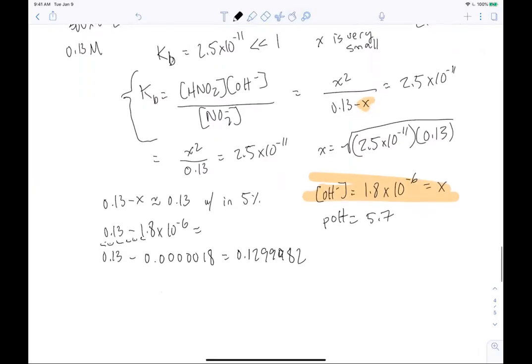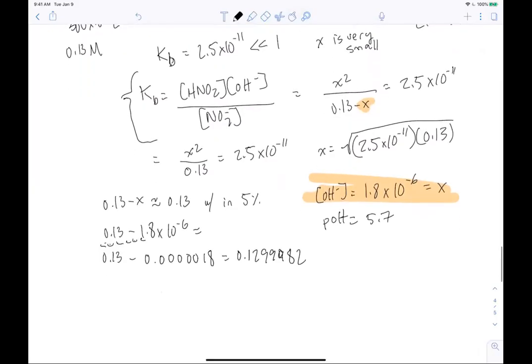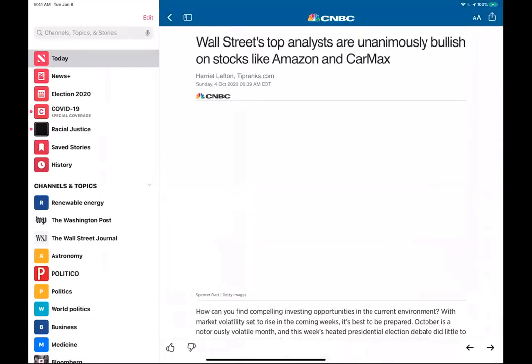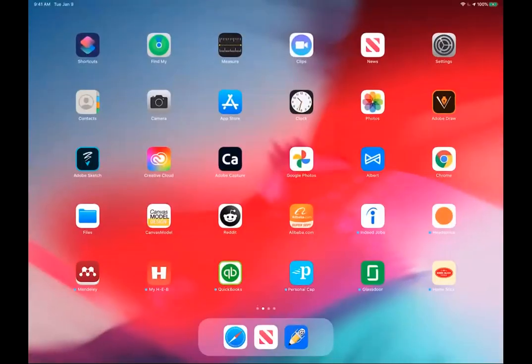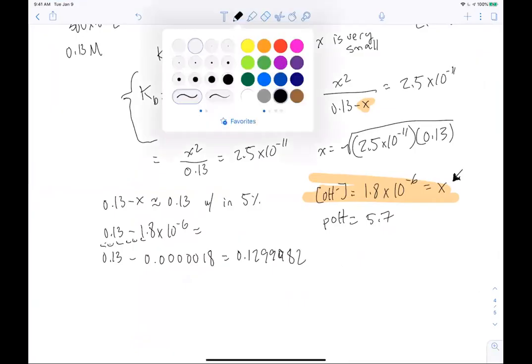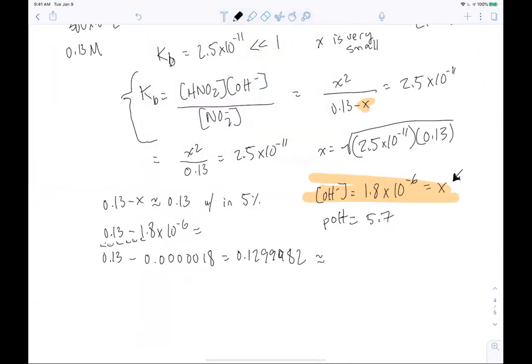That equals 0.129999982. Right, so our approximation, we can say, is probably pretty good because x is very small. This number, for all practical purposes, if your calculator spit this out, you would just call it 0.13. Does that make sense? Yeah, it makes sense.